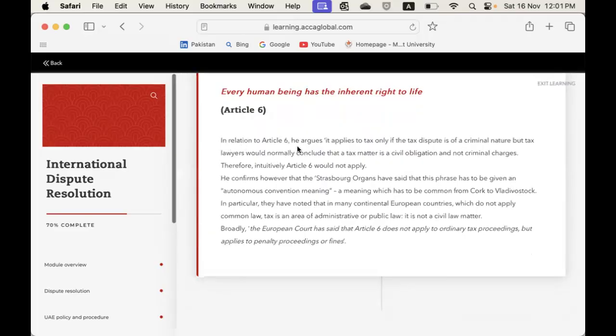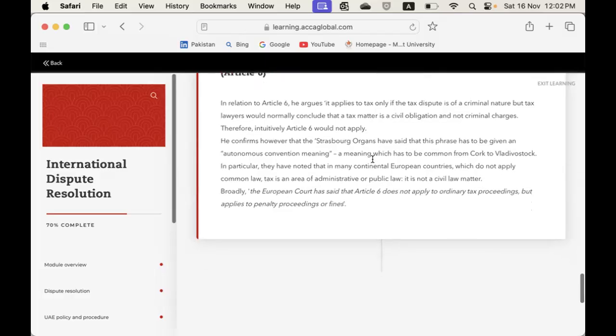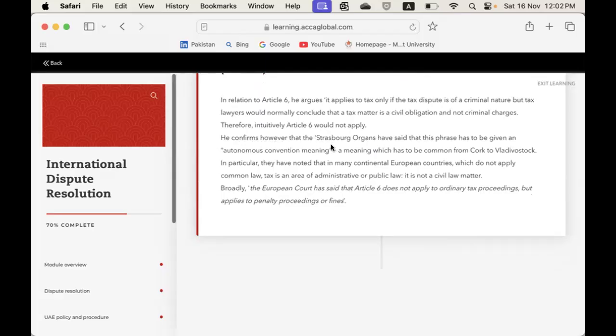Let's read. In relation to Article 6, he argues it applies to tax only if the tax dispute is of a criminal nature, but tax lawyers would normally conclude that a tax matter is a civil obligation and not a criminal charge. Therefore, intuitively, Article 6 would not apply, because the predominant view is that this is a civil obligation and not a criminal charge. He confirms, however, that the Strasbourg organs have said that this phrase has to be given an autonomous convention meaning. What is that? A meaning which has to be common from Cork to Vladivostok.